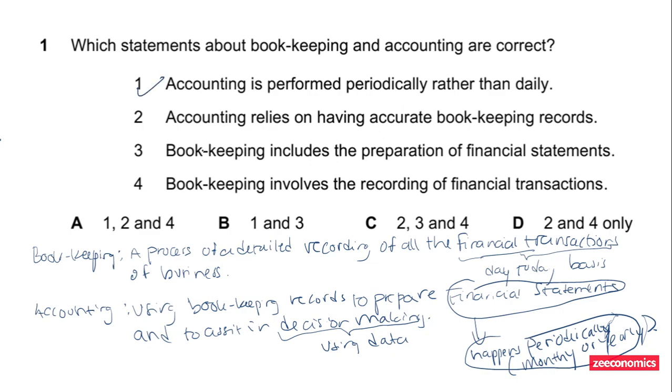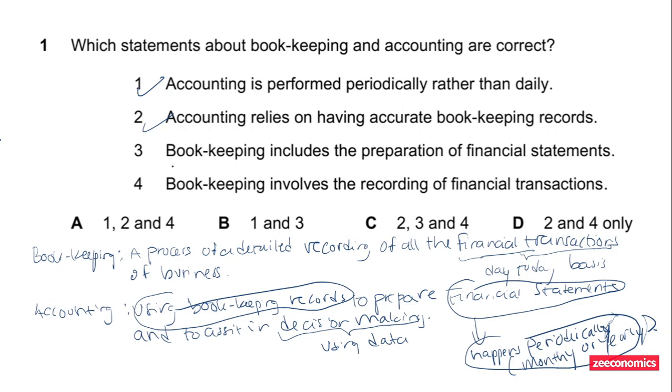For possible answer number 2, accounting relies on having accurate bookkeeping records. This is actually true. As you can see here, accounting is using bookkeeping records. So the bookkeeping records need to be reliable and accurate. Okay, if the bookkeeping record is not reliable or inaccurate, then the decision making will be misled. Okay, so possible answer number 2 is correct.